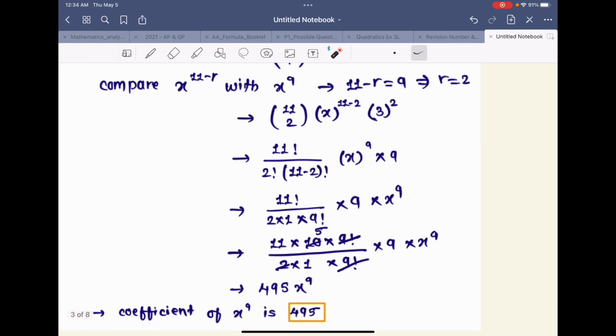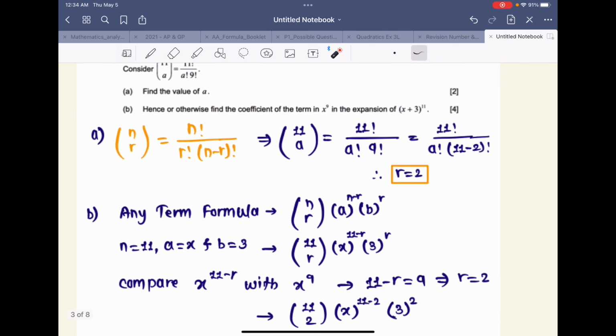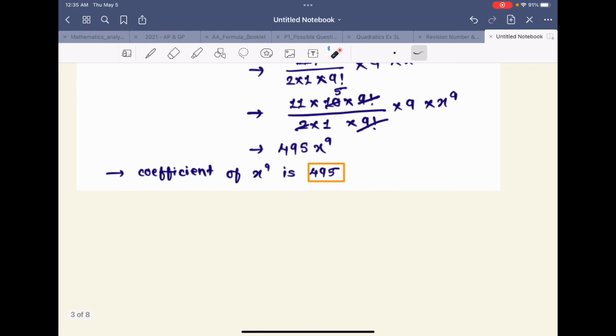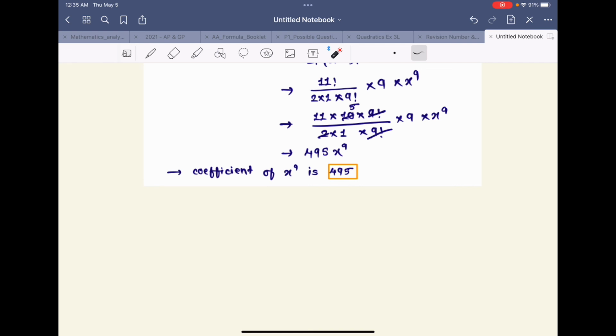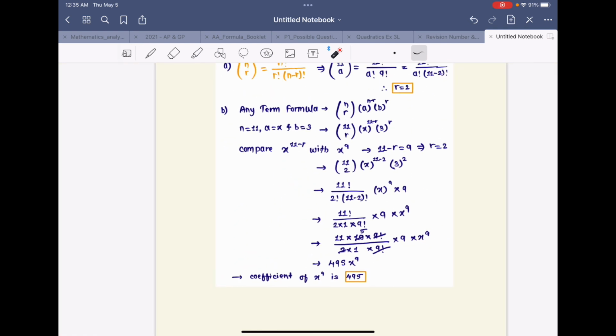But this is not your final answer, because if you read the question, they just want the coefficient. If they say coefficient, you have to write down by saying that the coefficient of x raised to 9 is 495. If you write it like this, you may lose your 1 mark, because they are not asking to find the term in x raised to 9. They are asking the coefficient of x raised to 9, which is 495. Thank you.